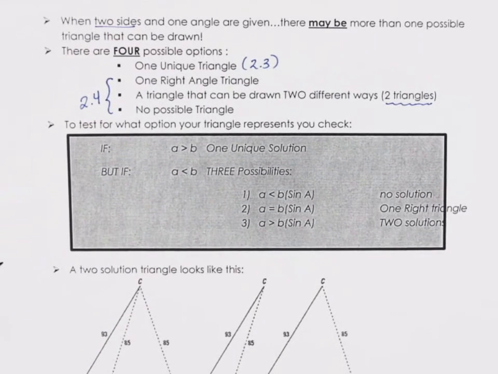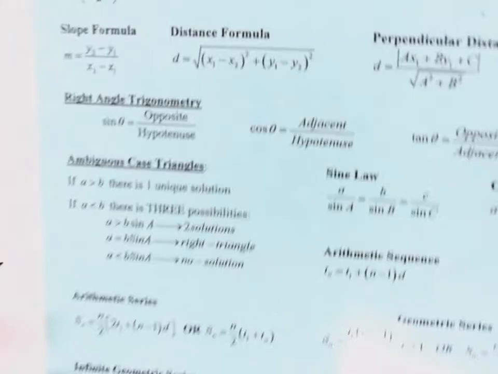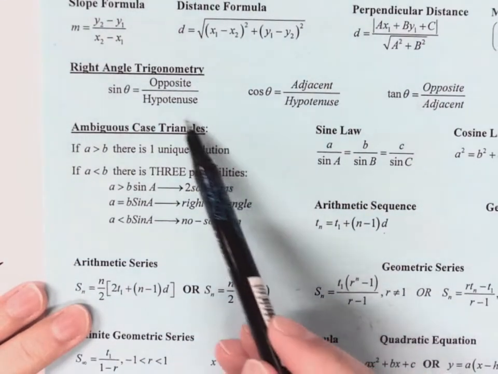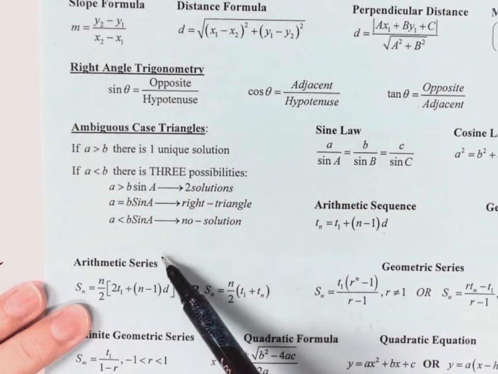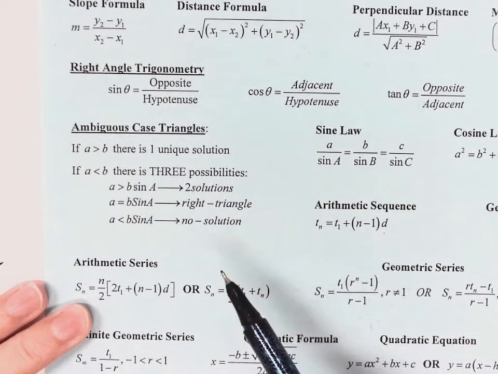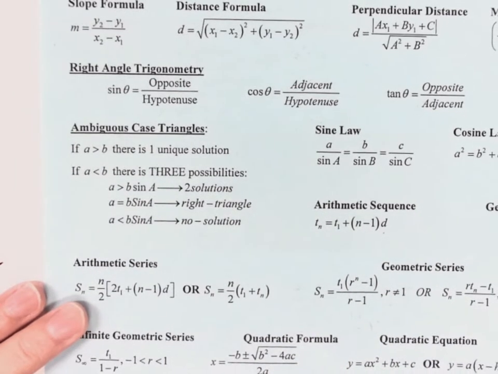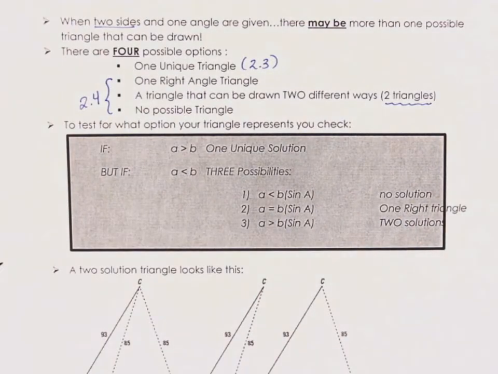Okay, so here's the thing. How do you know what type of triangle you have? You have to do a test. I will point out to you that this information is right here on your formula sheet, so you don't have to remember this or commit it to memory. It is located on your formula sheet. But you need to know how to use the test. You've got to know what it means.